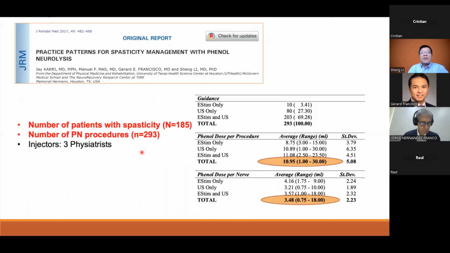About 6-7 years ago, we did a chart review to summarize our experience. We reviewed 185 patient charts with 293 procedures. Different guidance was used: E-stim only, ultrasound only, or combined ultrasound and E-stim, and the majority of procedures were performed under E-stim and ultrasound guidance. The dose for each procedure is about 10 ml, ranging from 1 to 30 depending on the number of nerves. The phenol dose per nerve on average is 3.5 ml, but it ranges from 0.75 to 18 ml. So there are large variations.